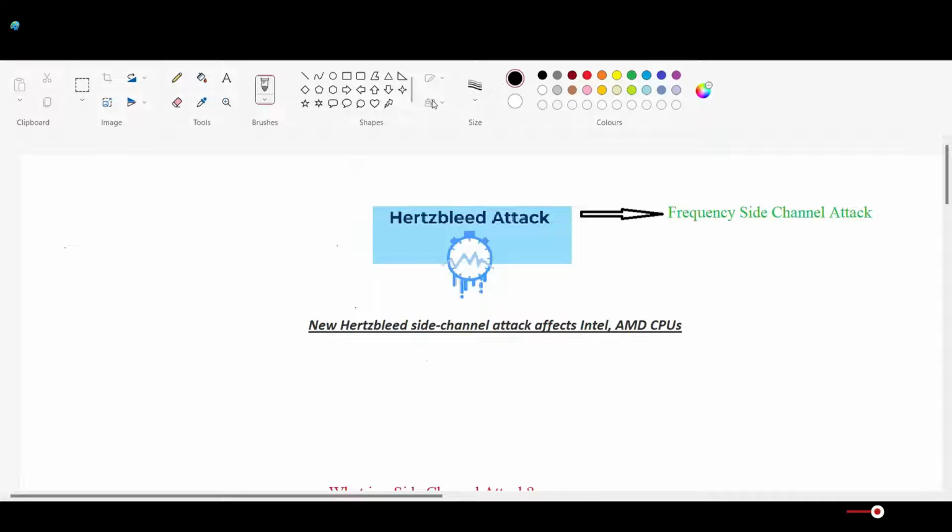Hi guys, my name is Yash and in this video I'll be talking about the Heartzbleed attack, which is also called the frequency side channel attack. Recently a security vulnerability in modern Intel and AMD processors has been discovered, which can let remote attackers steal your encryption keys via this attack.